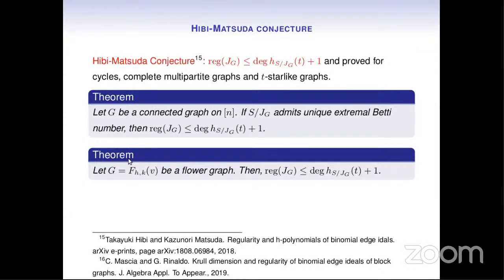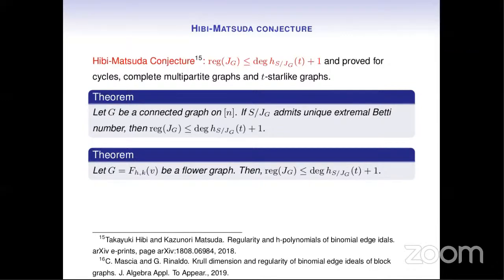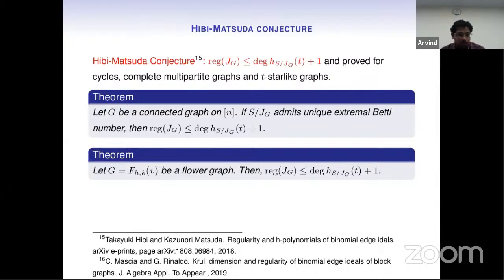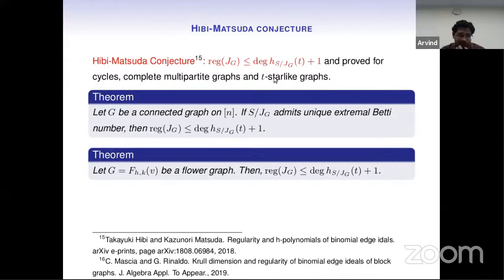Arvind? Yes. Is there any conjecture for monomial ideals, that the regularity of any monomial ideal is bounded by the degree of the h-polynomial? No, that is not possible, actually. There is a paper by Hibi and Matsuda in which they constructed a graph with regularity R and degree of the h-polynomial S. In that case, S can be strictly less than R also.